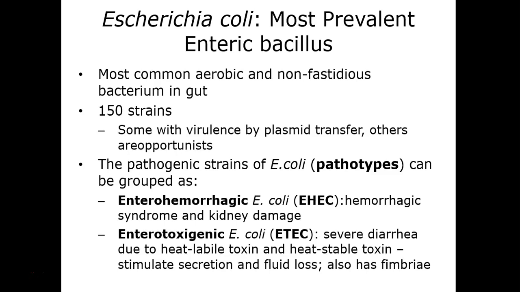The pathogenic strains can be grouped in a couple different ways. So they can be what we call enterohemorrhagic, EHEC strains, and these cause conditions such as HUS. So the enterohemorrhagic strain can cause a condition known as hemorrhagic syndrome, which can cause damage to the kidneys. We have the enterotoxigenic E. coli, which again can also produce diarrhea due to the production of a toxin that is heat stable and can cause the host cells to lose fluids.